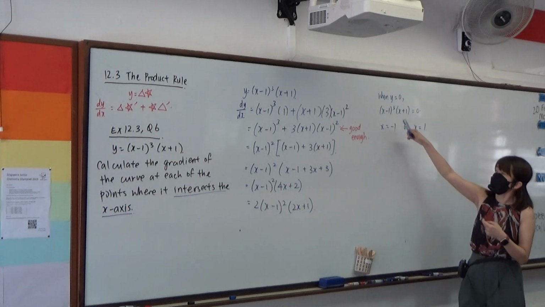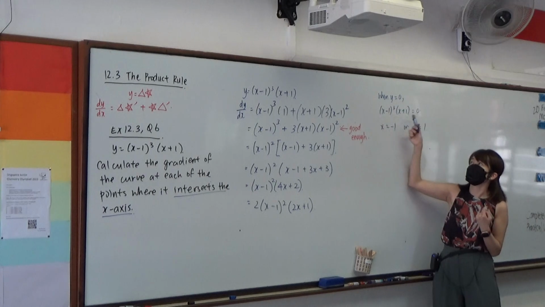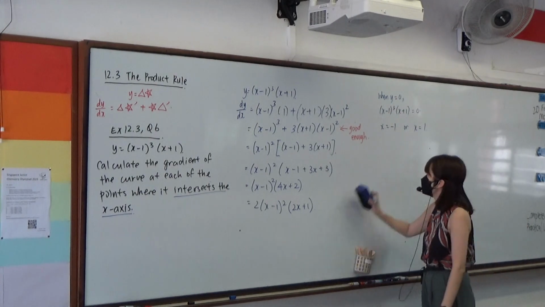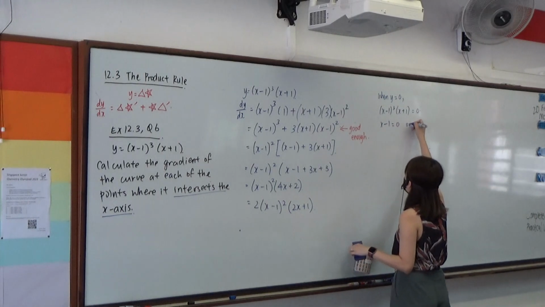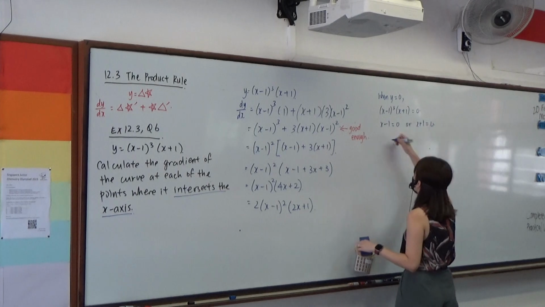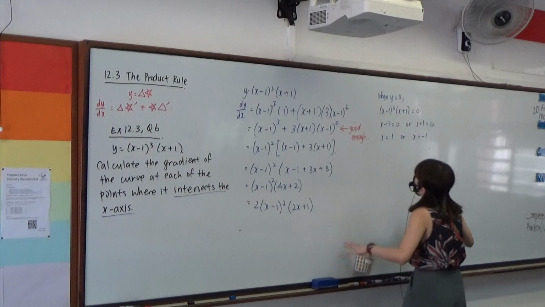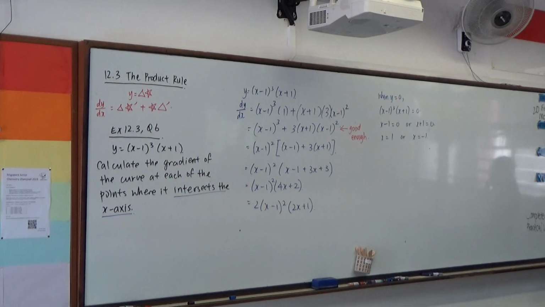When these two multiply each other to give us 0, it either means that this thing here equals 0 or this thing equals 0. So x minus 1 equals 0, or x plus 1 equals 0. That's why x equals 1 or x equals negative 1. Just trying to be clear for those that don't quite see it yet.